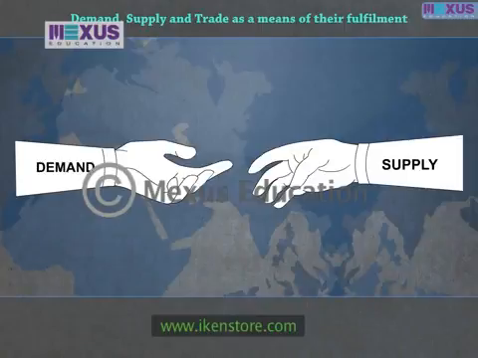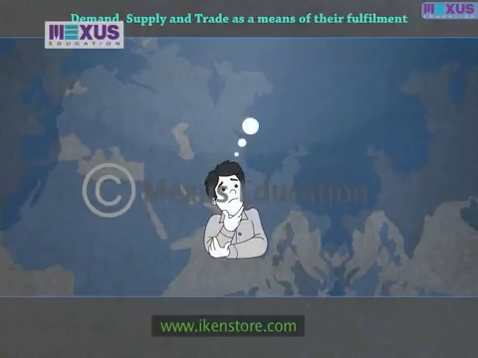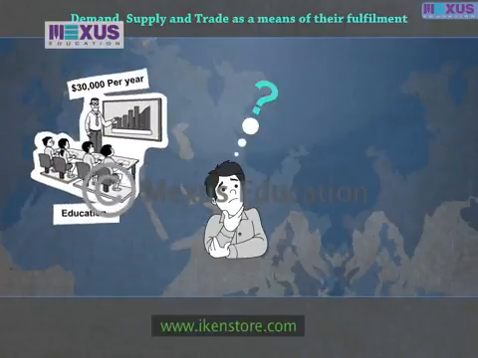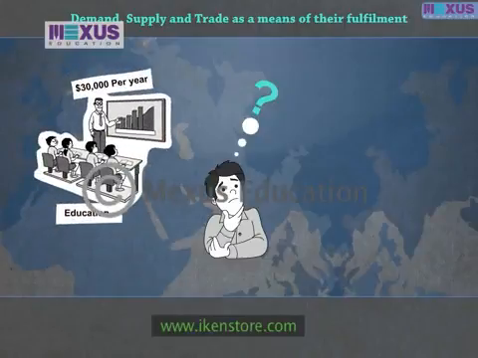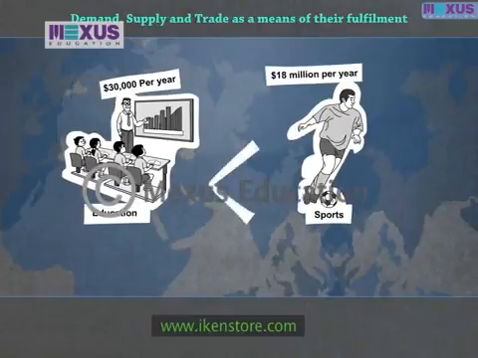Let us understand these two sides of a market with real-life scenarios. There have been a number of questions which are baffling in today's generation. For example, why do teachers earn $30,000 per year while some professional athletes earn $18 million per year? Isn't education more important than sports?